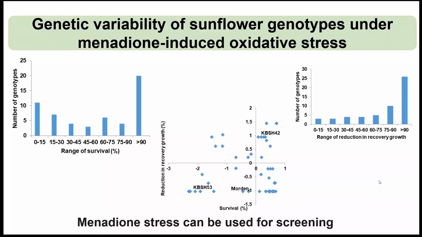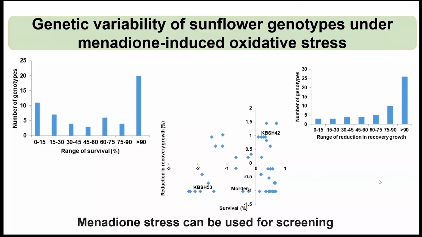Now, the middle graph shows the reduction in recovery growth and survival rate. Basically, the plotting here is not just to consider survival alone, because survival alone is not enough for a crop plant to be tolerant and beneficial under stress. How much production or productivity it can make under stress is more important, if you want a good genotype that performs better under drought stress. So recovery growth was considered, and survival was also considered.